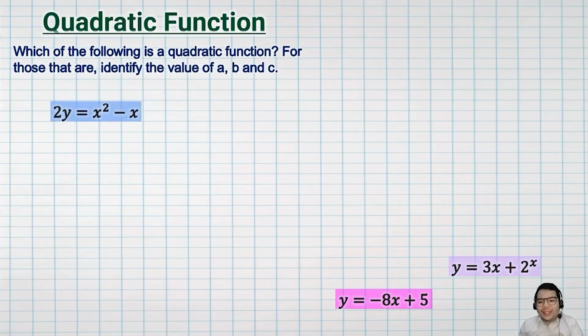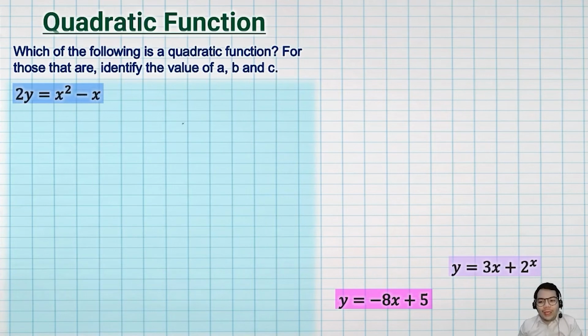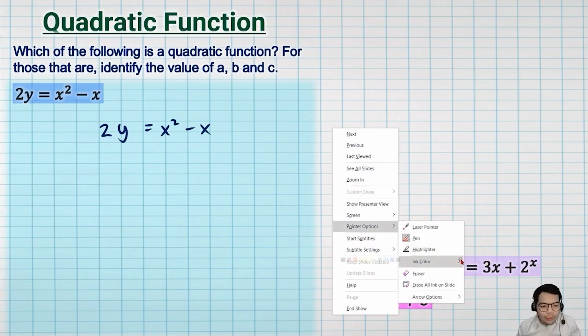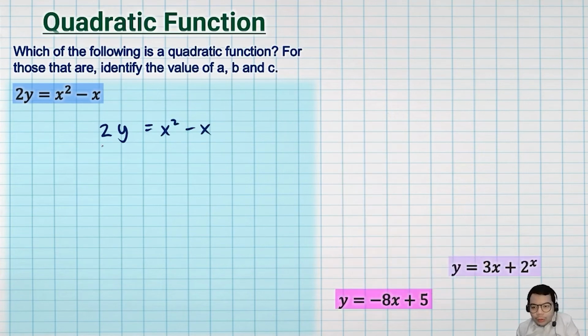So, consider natin to si 2y is equal to x squared minus x. So, kung titingnan nyo, parang okay naman na siya. May katabi lang na 2 yung y. So, yan lang siguro yung tatanggalin natin para mas makita natin kung ito ay quadratic function or not. So, what we will do is to first copy. Yan, kinopya ko muna siya dito para nasa gitna siya pag sinolve natin. Then, to remove that 2 beside y, all we need to do is to divide all of them by 2.